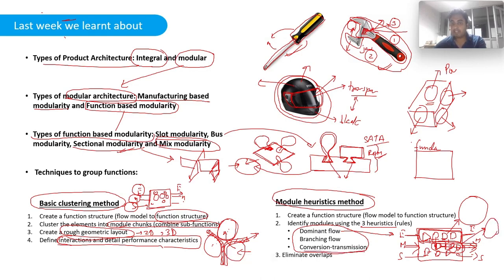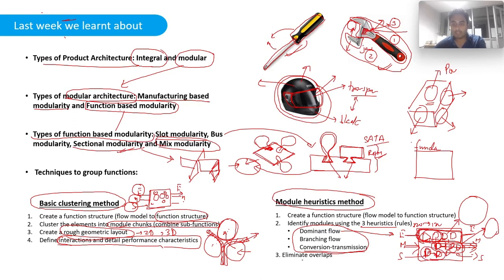Then it can be conversion and transmission. So whenever there is an energy transmission or material transmission or conversion, for example, electrical energy of 220 volt to DC 12 volt, if it is happening within these two blocks, then we can consider that also as one unit. Similarly, if solid material is converted into some powder form, that also can be considered as one particular module.